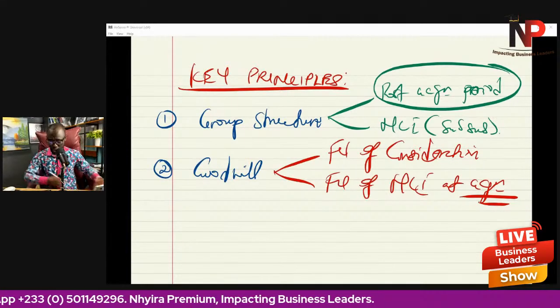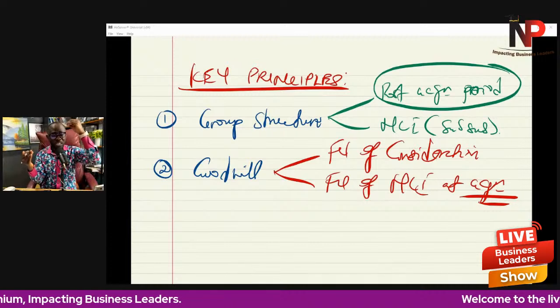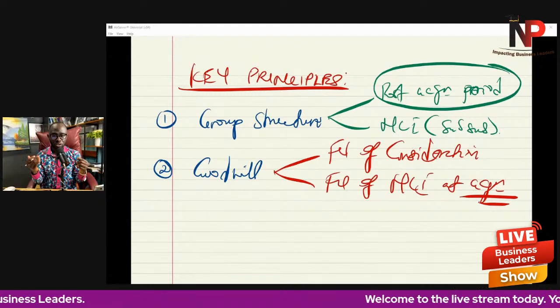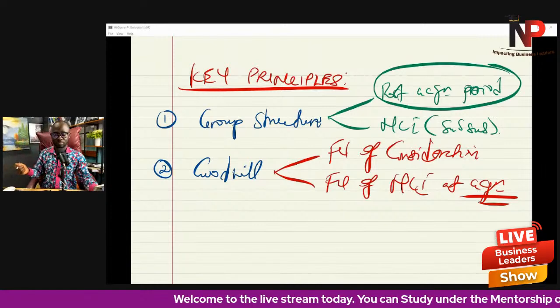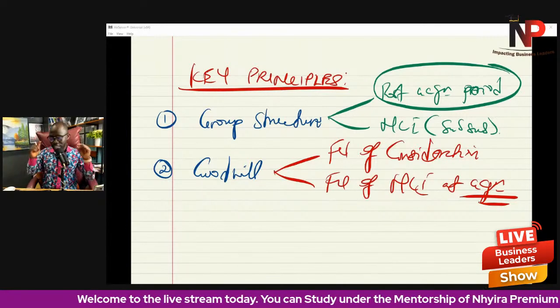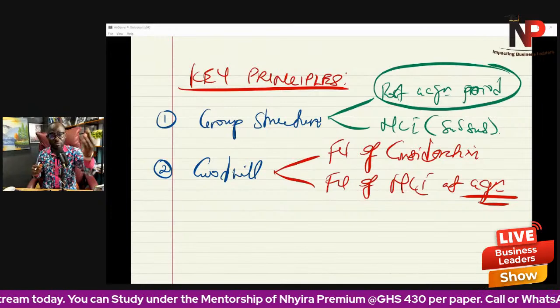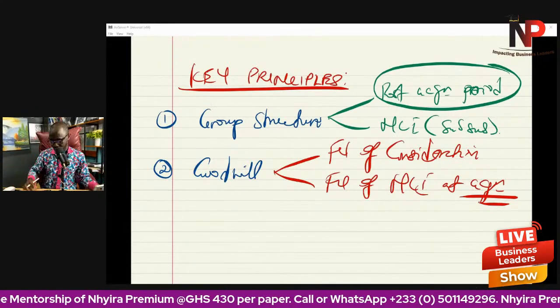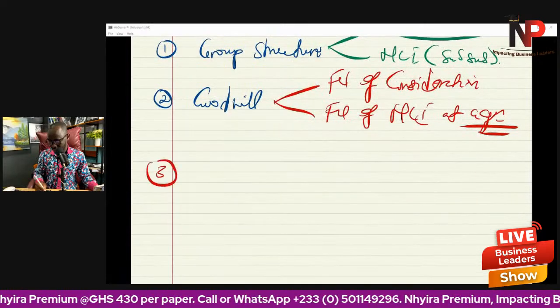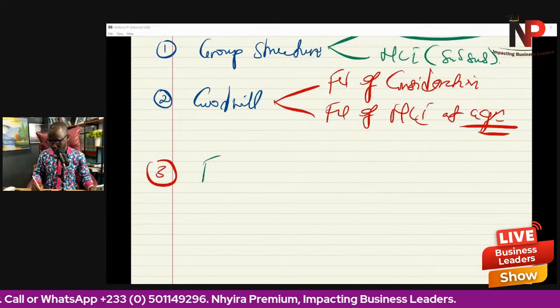You cannot renegotiate them. So as you are studying consolidated financial statement, you have to ask yourself, what are the elements of fair value of consideration transferred, and how is each of these elements treated? Then non-controlling interest. There are three ways non-controlling interest can be valued. How do we deal with that? Very, very important. Number three is to deal with issues relating to fair value adjustments.